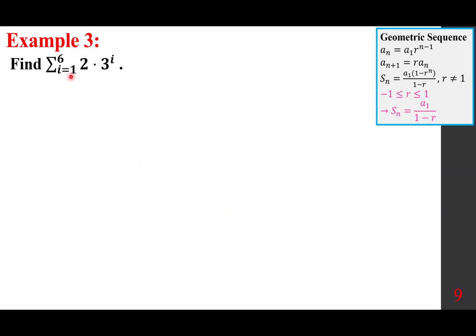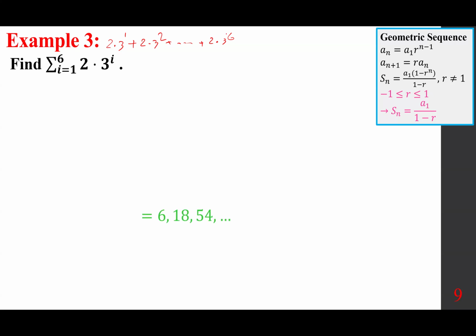We want to find the summation of I going from 1 to 6. Understand the concept of a summation. It means the following, everybody. It means just say 2 times 3 to the power of 1 plus 2 times 3 squared and all the way to 2 times 3 to the power 6. That's the meaning of it. You can do it one by one.